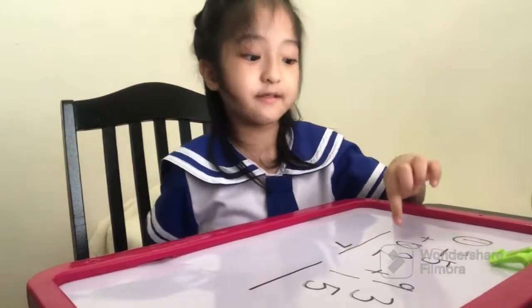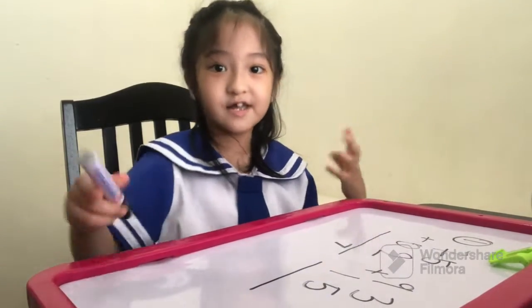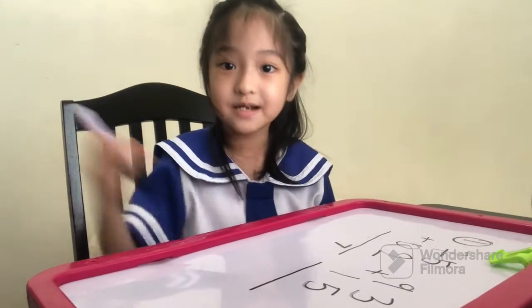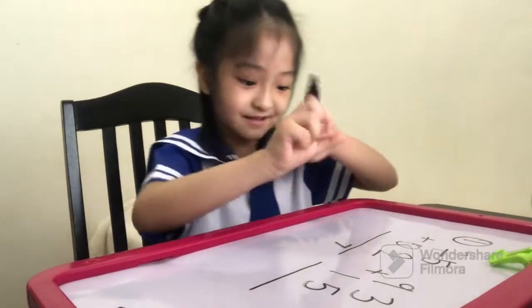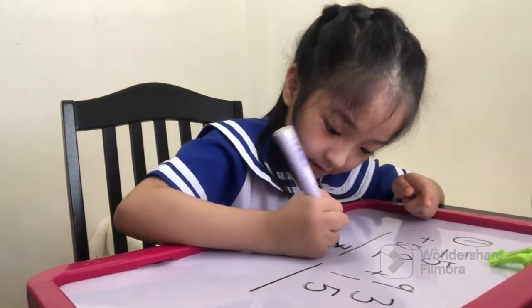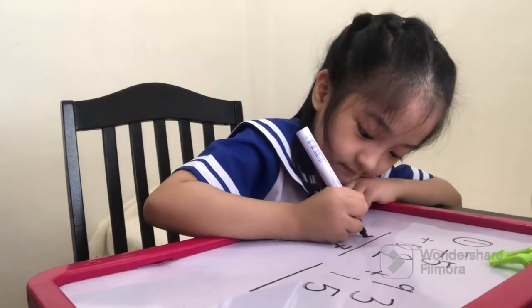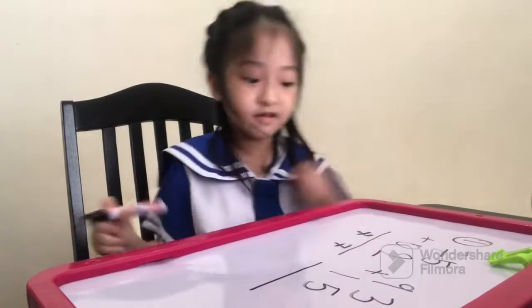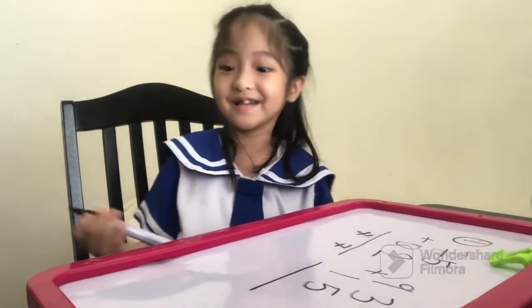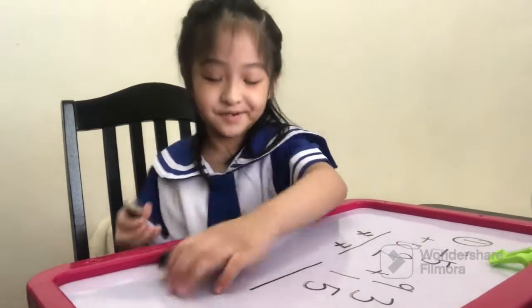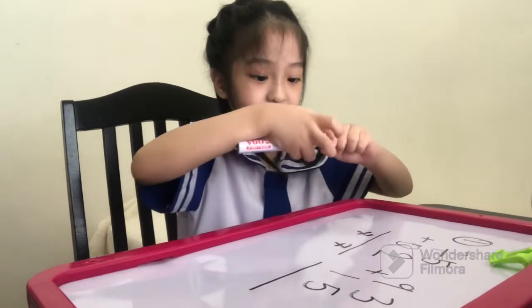Seven and 0. This is the test now. You're not going to add anything, so the answer is 7 again. So the answer is 77. Good job. So we are correct. Then answer the next problem.